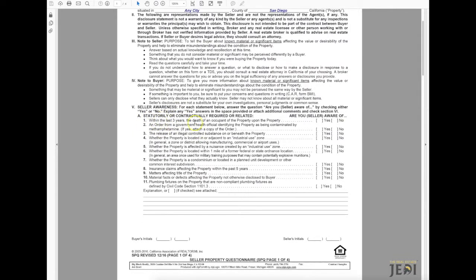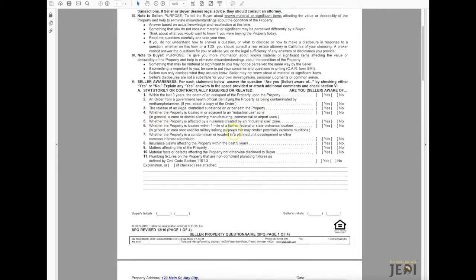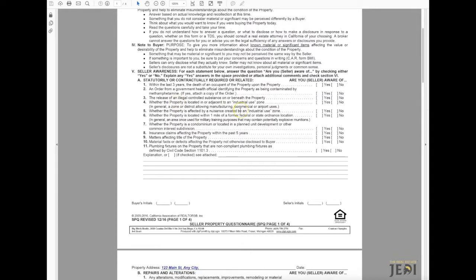So within the last 3 years, the dates of occupants on the property. This says 3 years, so if it was 4 years ago, it's not required to be disclosed. So you just pretty much read it as it's asked, fill it out to the best of your knowledge, and please, again, just like all the other disclosures, especially the real estate transfer disclosure statement, do not miss any checkboxes, do not miss any answers.